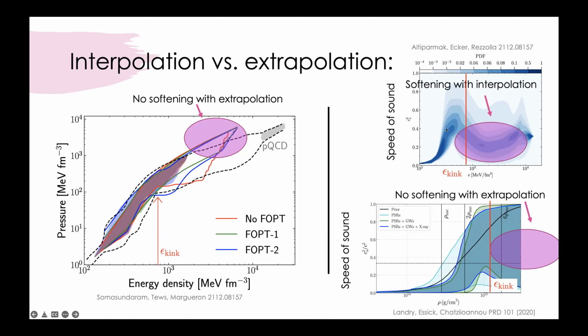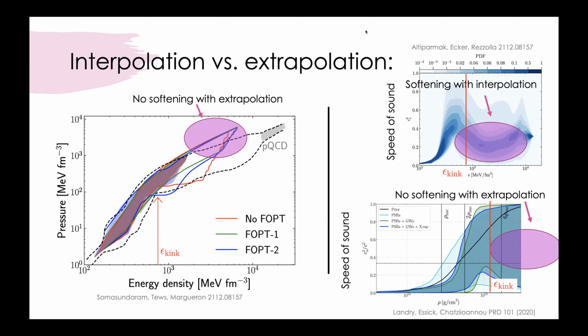interpolation study. Whereas here is another recent study by Landry, Essick and collaborators where they do not see the softening, and this is an extrapolation study. So what we see, there's a pattern forming that these extrapolations do not see the softening feature. Here there's no evidence that the speed of sound is going down. Here there is. And so the interpolations seem to have the softening feature, but the extrapolations do not.